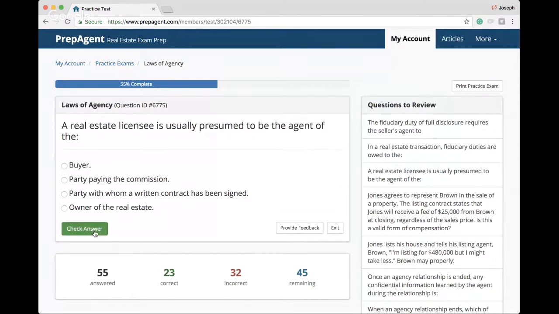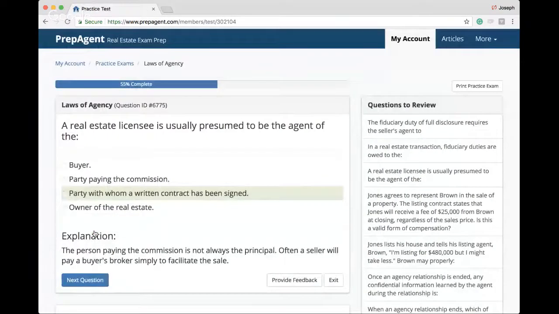Okay, and the answer here, party with whom a written contract has been signed. Okay, not much explaining there, kind of is what it is.